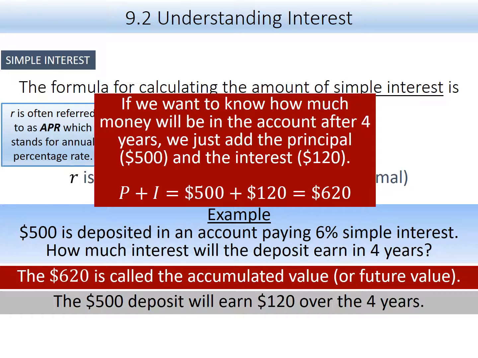That $620, or the total amount in the account, is sometimes called the accumulated value, and the letter capital A is sometimes used for it. But quite often, we want to think of that as the future value. That's the value of the account sometime in the future.